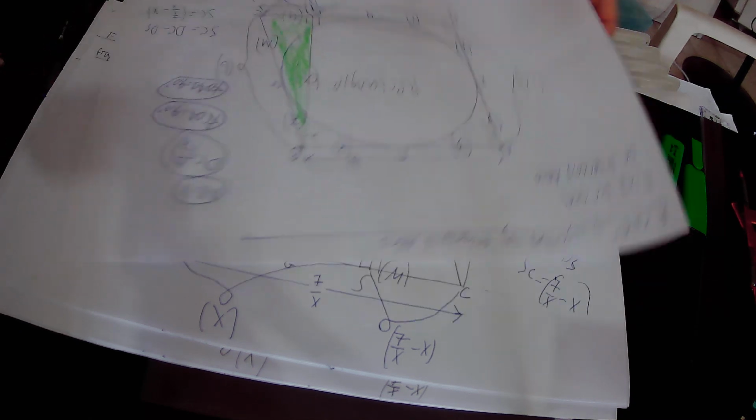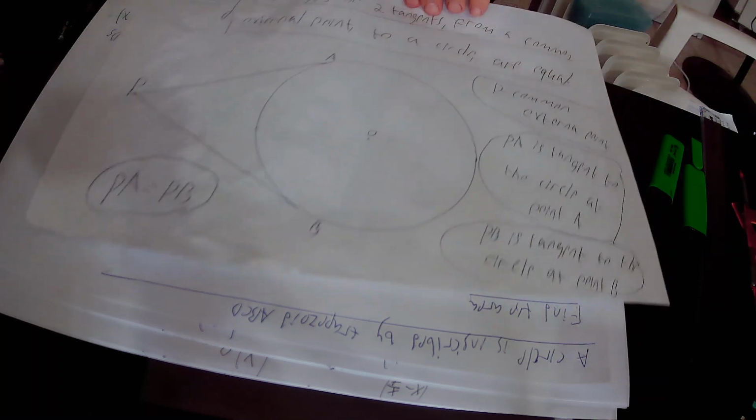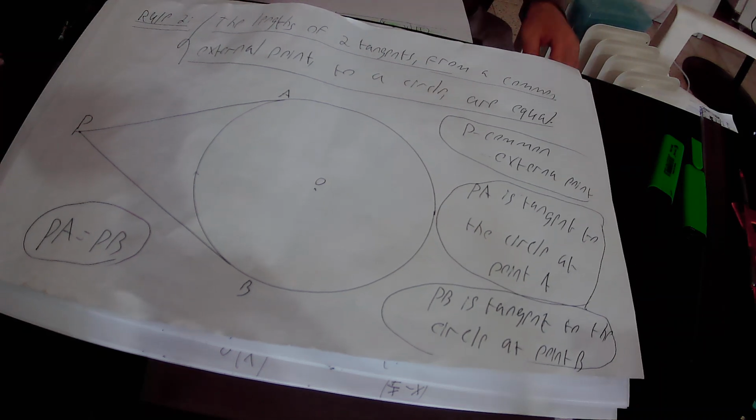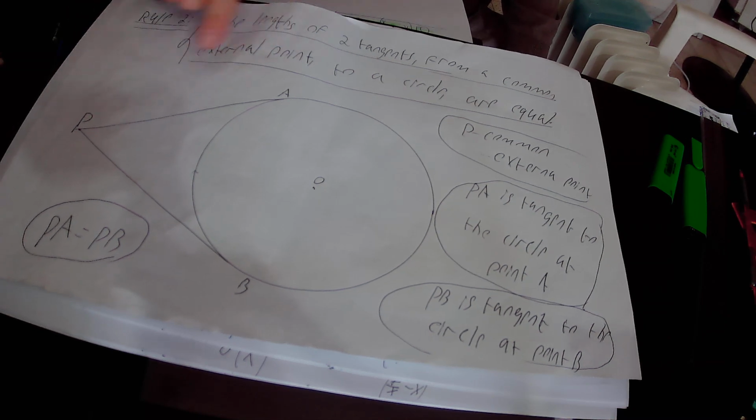So here we can implement rule 2. Repeat quickly on rule 2. According to rule 2, the lengths of two tangents from a common external point to a circle are equal. So we have here this circle, and this common external point, point P. From this point P, we have two tangents to this circle: tangent PA and tangent PB. According to rule 2, they are equal to each other. That is to say, PA equals PB.